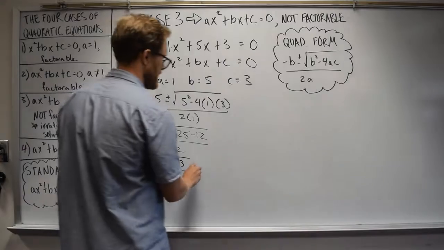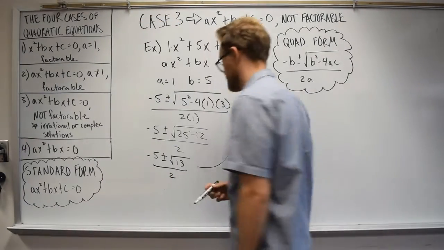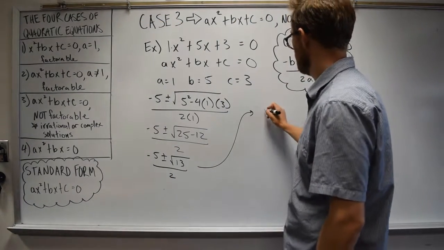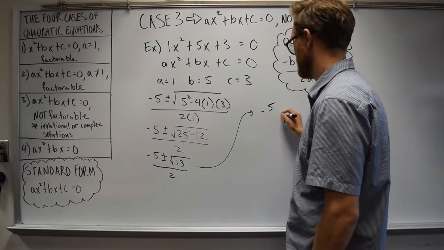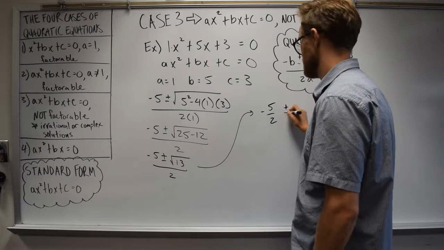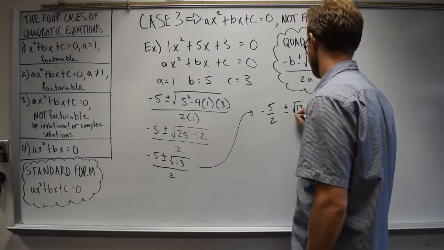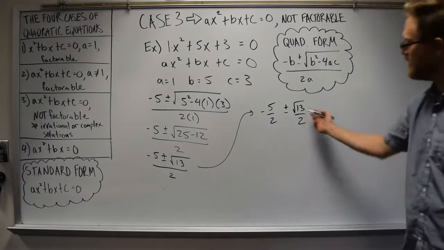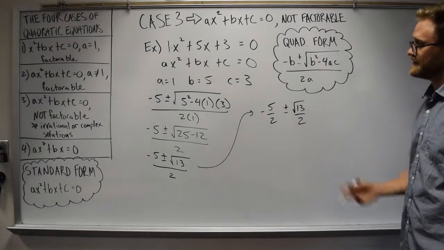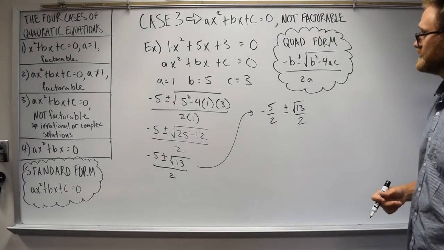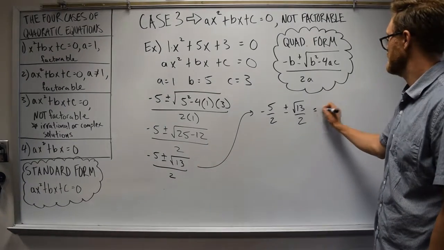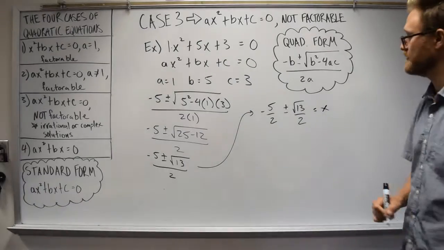And I'm going to split that up into two separate fractions. So I'm going to have negative 5 over 2 plus or minus the square root of 13 over 2. You could go ahead and plug that into your calculator to get your two approximations, but I'm going to leave it as this for this example.